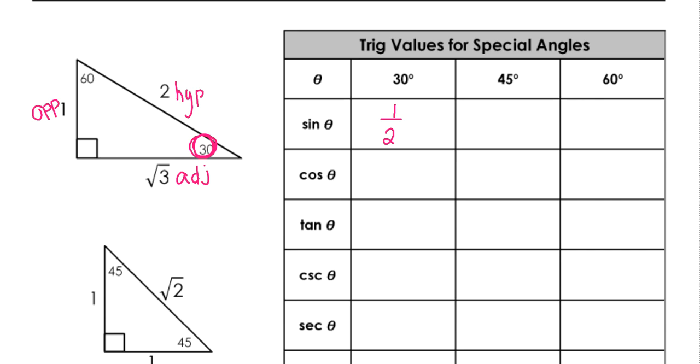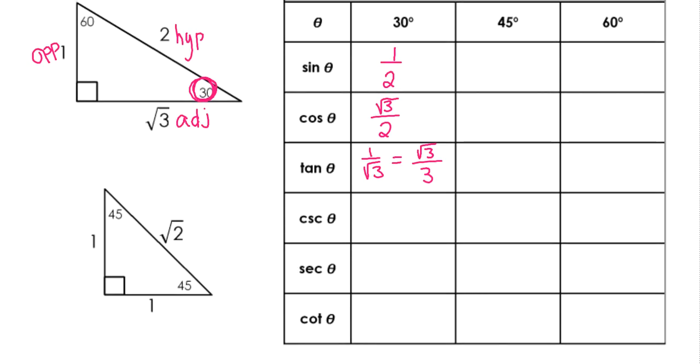The cosine is adjacent over hypotenuse. And then the tangent is opposite over adjacent. And when we rationalize that, we know that it would come out to the square root of 3 over 3. So my inverse trig functions there would be 2 over 1, or just 2 for cosecant. Secant would be 2 over the square root of 3, but again, when we rationalize that, it comes out to 2 square roots of 3 over 3. And the cotangent would be just the square root of 3 over 1, or we can write it as the square root of 3.